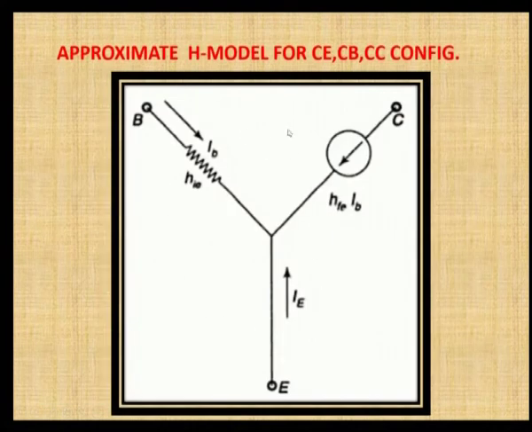And this is the approximate H model for common emitter, common base and common collector configuration. So, whatever may be the input terminal and whatever may be the output terminal or common terminal, this is the approximate model. You have to connect the source to the input terminal and the load to the output terminal.